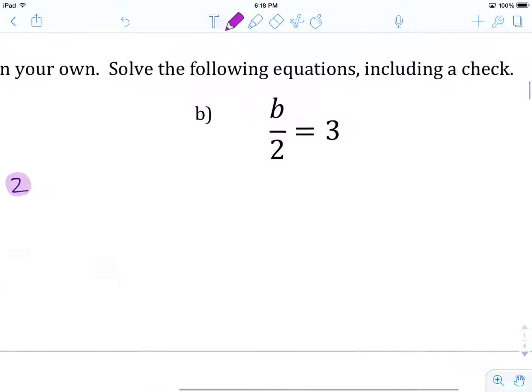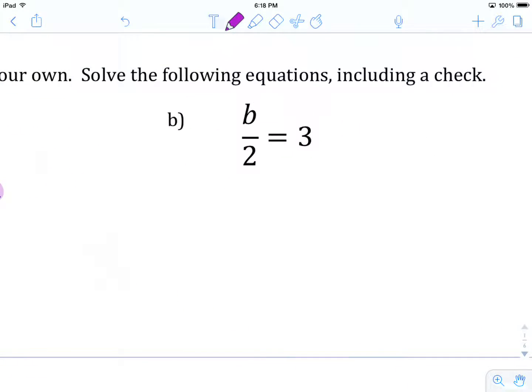Let's go on to example B. Again, I'd like you to hit pause here. Try this on your own. When you have an answer, including a check, come on back and we'll see how you did. All right, let's get a look at this.